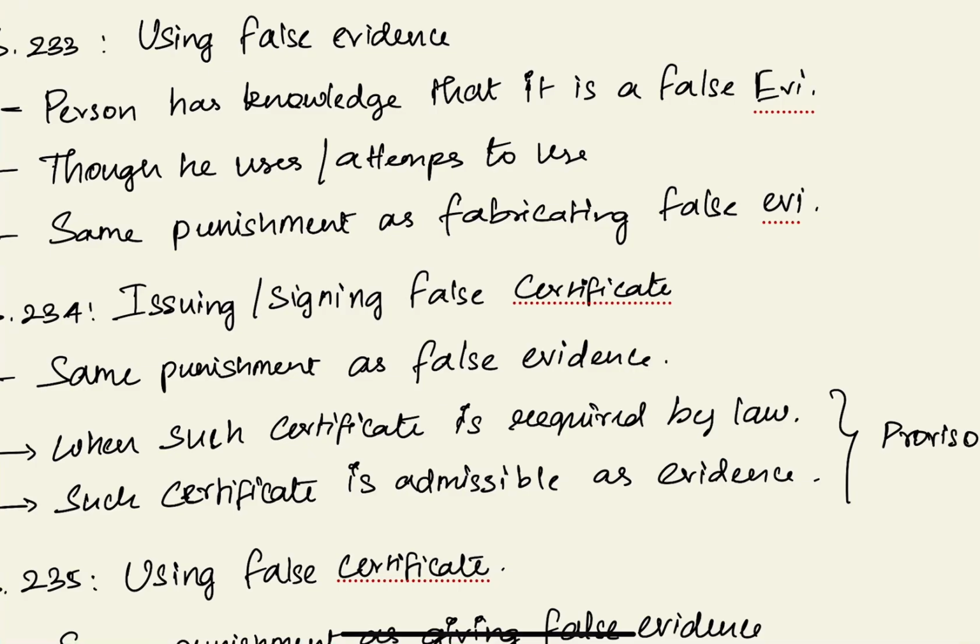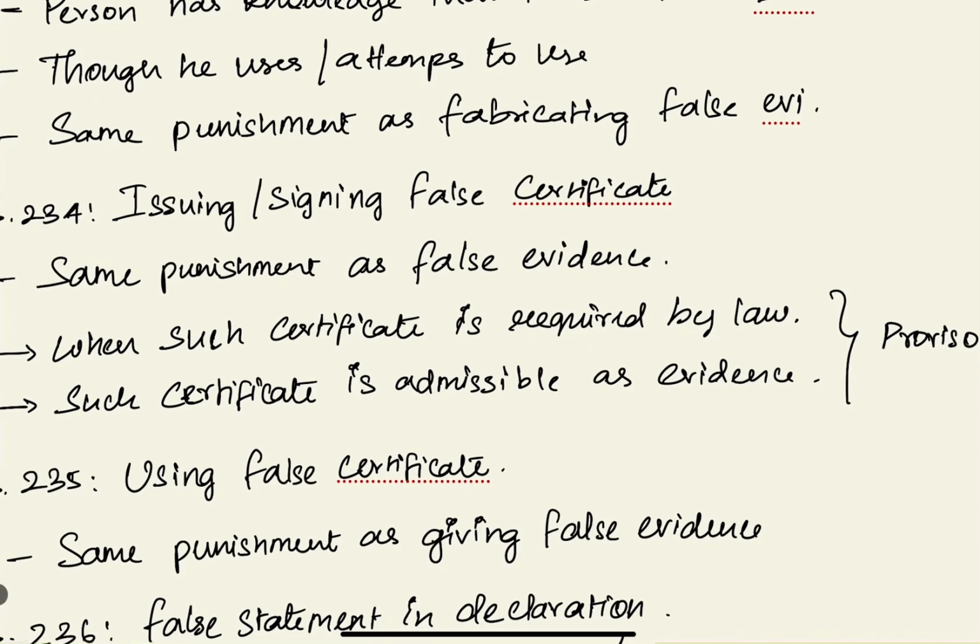And section 233 deals with using false evidence. So when a person has knowledge that it is false evidence, though he uses or attempts to use it, so it is not just about using it, it also includes persons who are attempting to use it, then the same punishment for fabricating false evidence would be imposed.